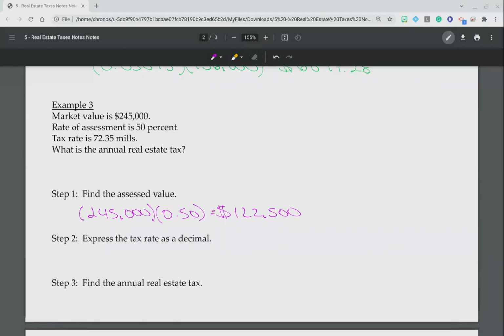The assessed value is $122,500. You took the market value and multiplied it by the assessment rate as a decimal. Next, I would like you to find the tax rate as a decimal. Again, use example 2 as a reference. For my tax rate as a decimal, I got 0.07235.